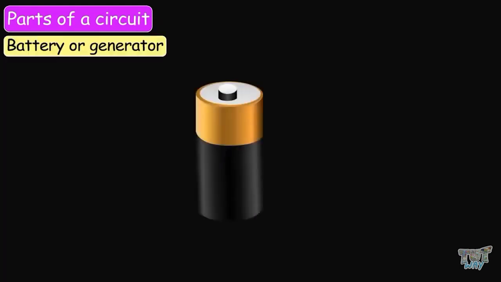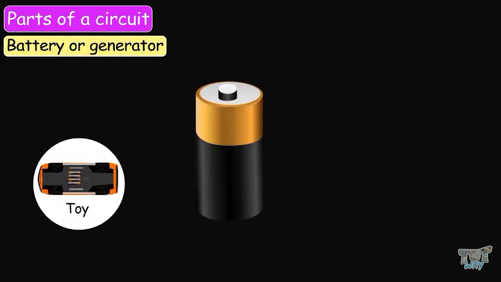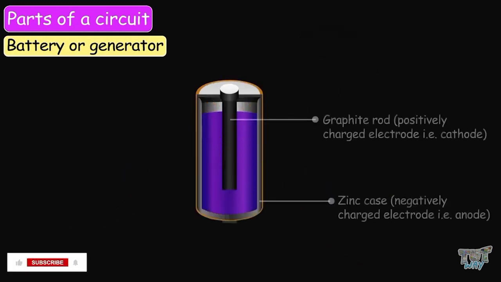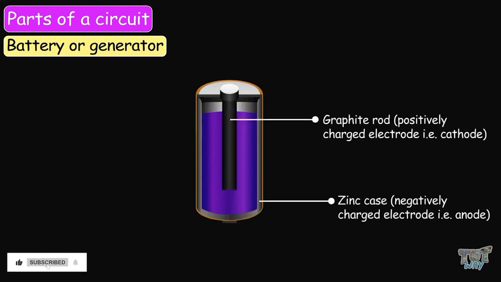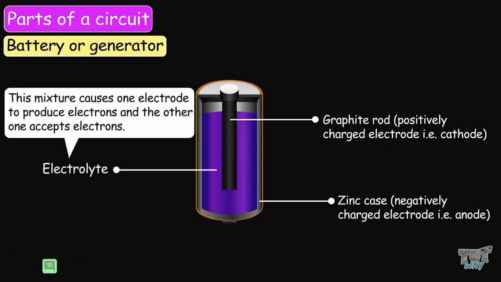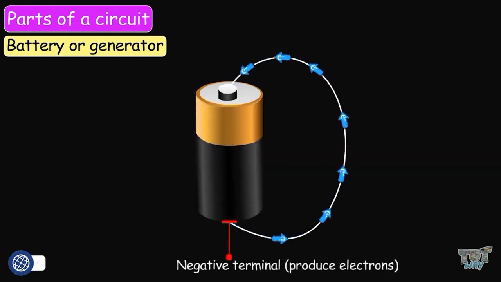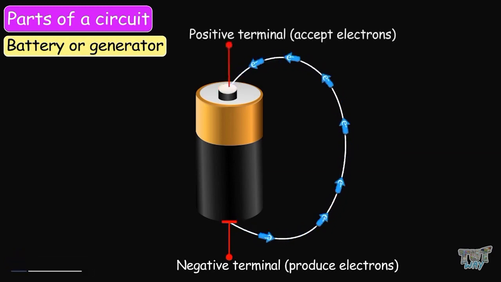This is a simple battery that we all see and use in our homes. We use this battery in our toys, remotes, clocks, and so on. This battery consists of two electric plates called electrodes at either end of the battery, and these are placed inside a chemical mixture called electrolyte. This mixture causes one electrode to produce electrons and the other one to accept the electrons. The electrode that produces electrons is called the negative end of the battery, and the electrode that accepts electrons is called the positive end of the battery.